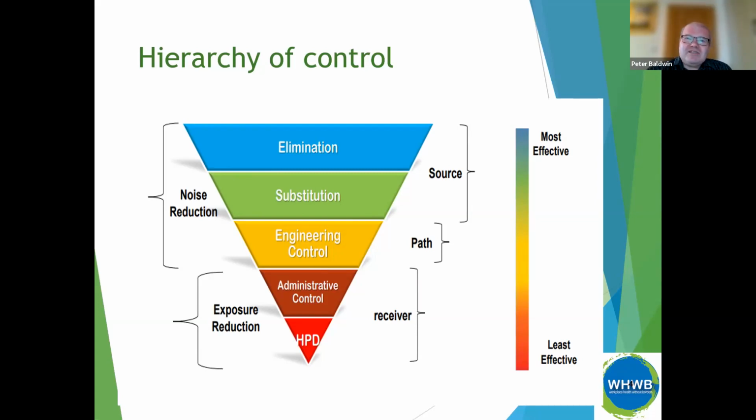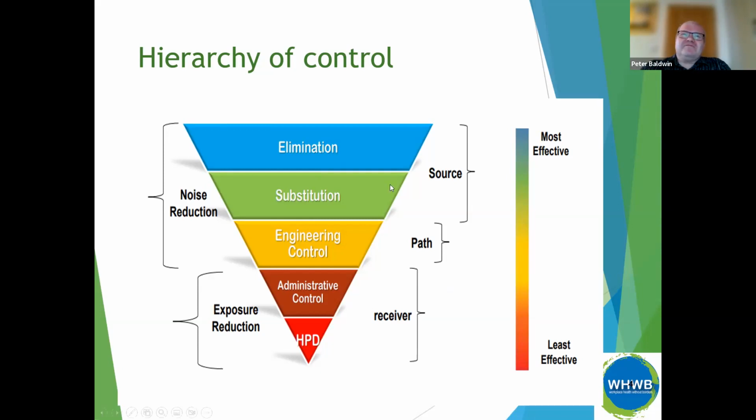And then engineering controls, and this is affecting the path, just stopping the noise from being transmitted to where the receiver is. And then you've got administrative controls and the hearing protection. This is basically making the individual do something, so minimizing the time they're in an area, making them wear hearing protection devices to cut down the amount of noise that enters the ear.